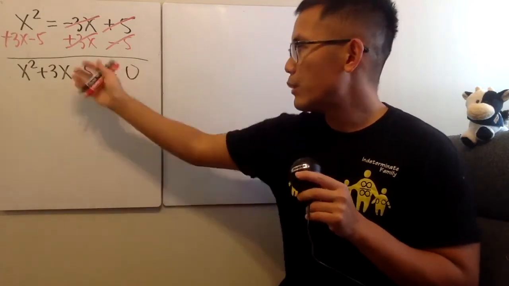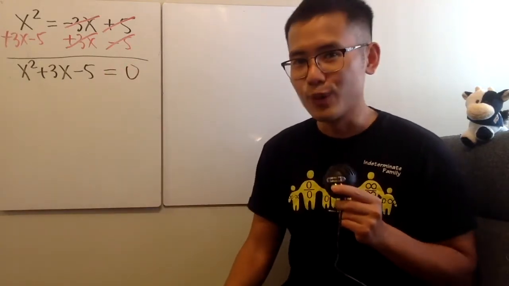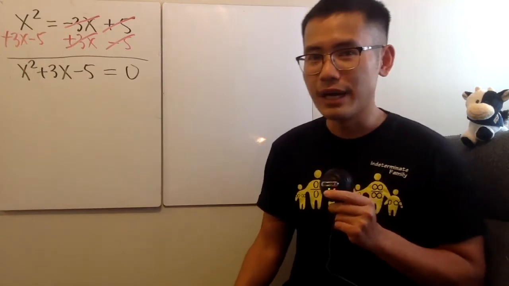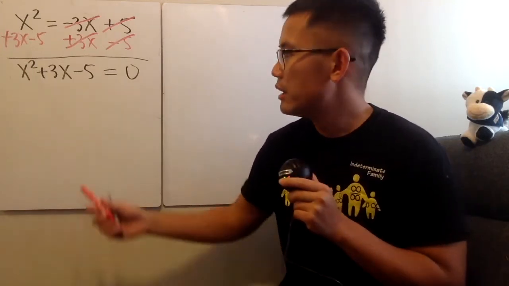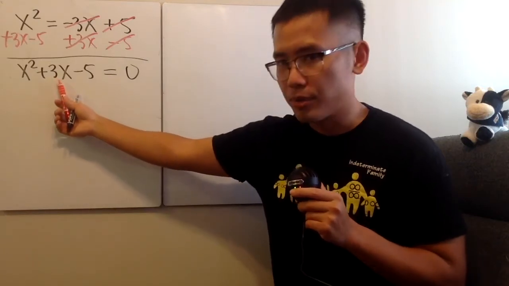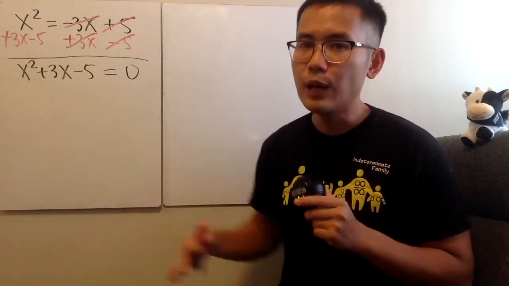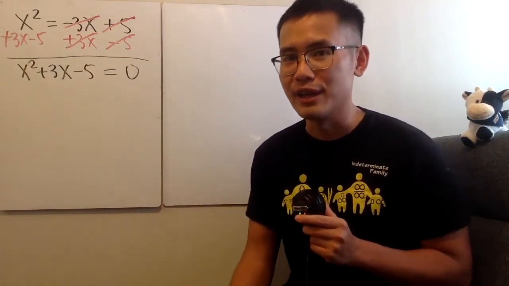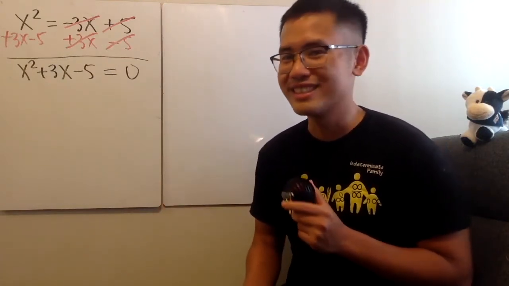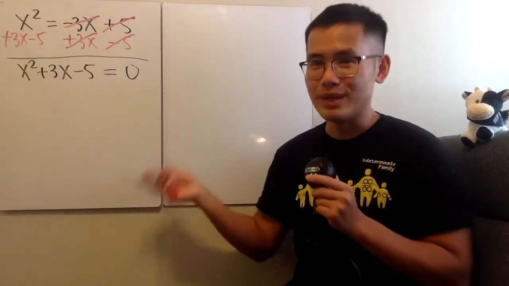Now, can we factor this? Unfortunately, I don't think so. So let's go ahead and use the quadratic formula. And the reason I want to do the quadratic formula is because this right here is an odd number. If I take half of it, I will end up with 3 over 2, which is a fraction. So completing the square is not a good idea unless you really want to work with fractions, which is not so bad though. But anyway, quadratic formula.